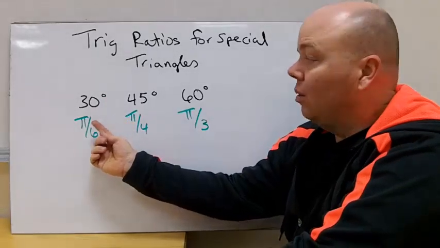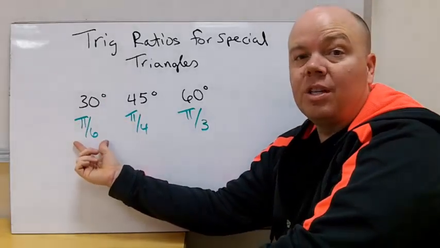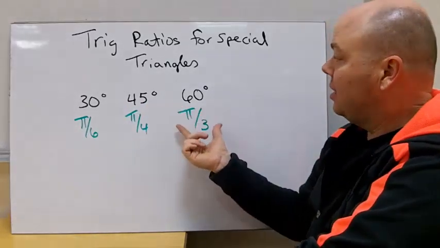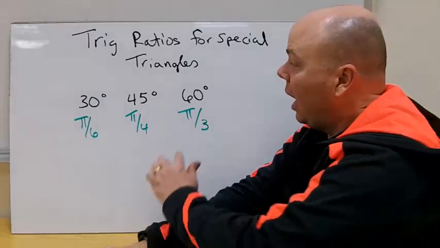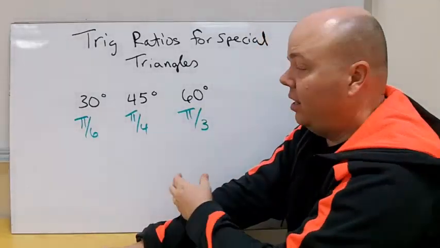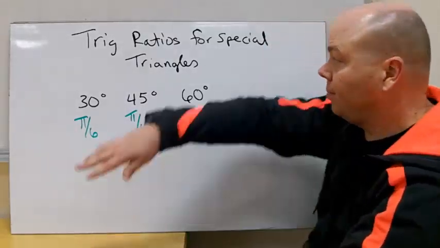What you also should know is that 30 degrees is the same as pi over 6 radians, 45 degrees is the same as pi over 4 radians, and 60 degrees is the same as pi over 3 radians. I will do everything in terms of degrees, but those are directly translated into radians.